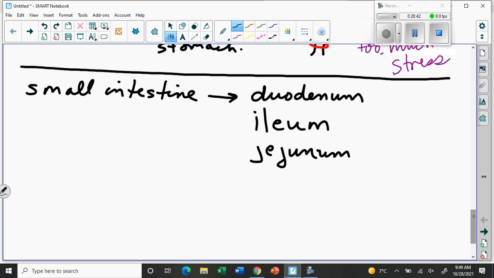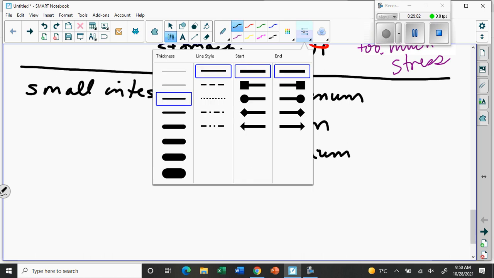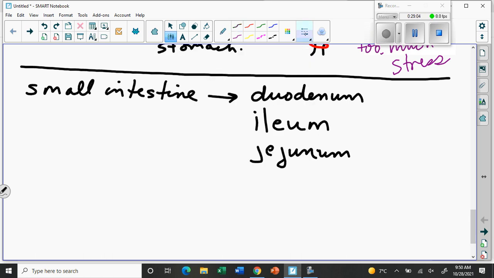This stuff has come in from the stomach, but again, guess what? It's got a lot of acid in it. And the intestines are not lined properly with the protective mucus. So one of the things that has to happen is that acid has to be neutralized very quickly. So in the small intestine, we'll just draw ourselves a little picture here. Here's our stomach.